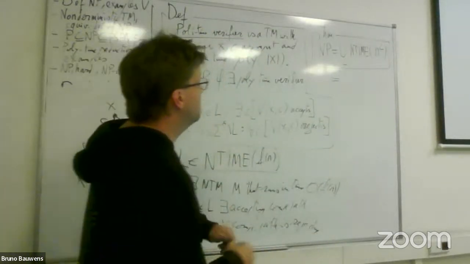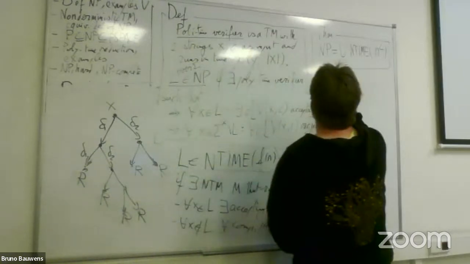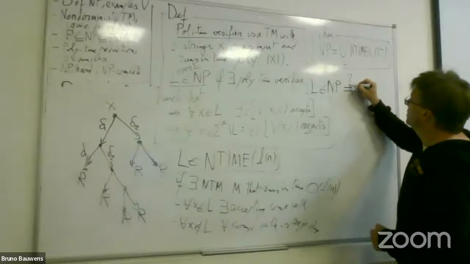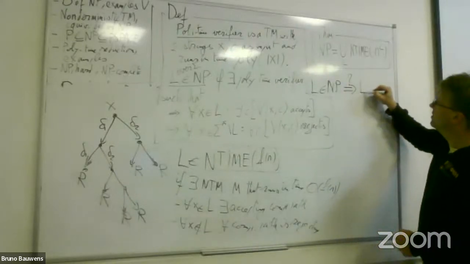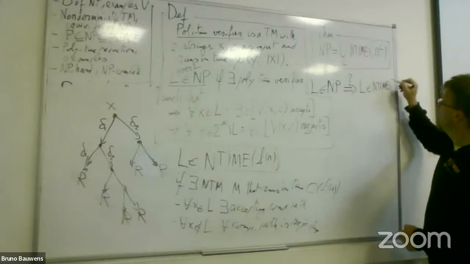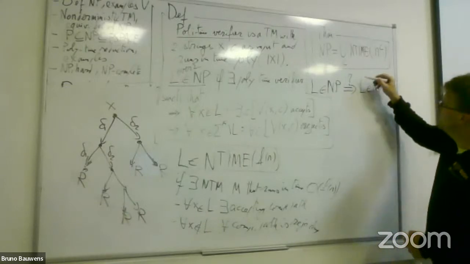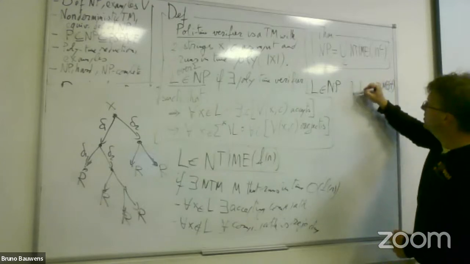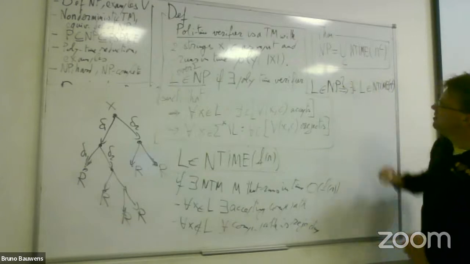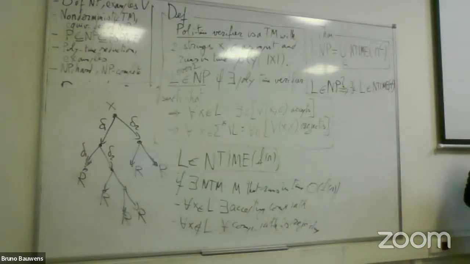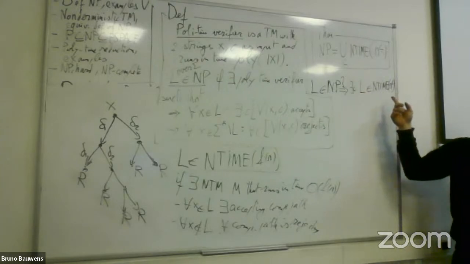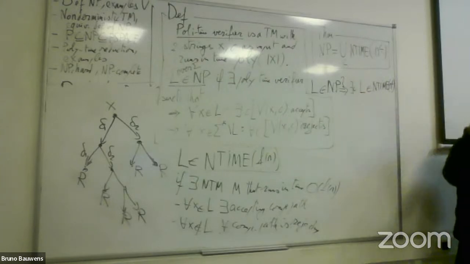So we want to have L in NP, and we want to prove that L is in NTIME(n to the power c). So there exists a way: we can brute force the solution and use the verifier to check every solution. But how does a non-deterministic machine brute force a solution? It doesn't have a loop.